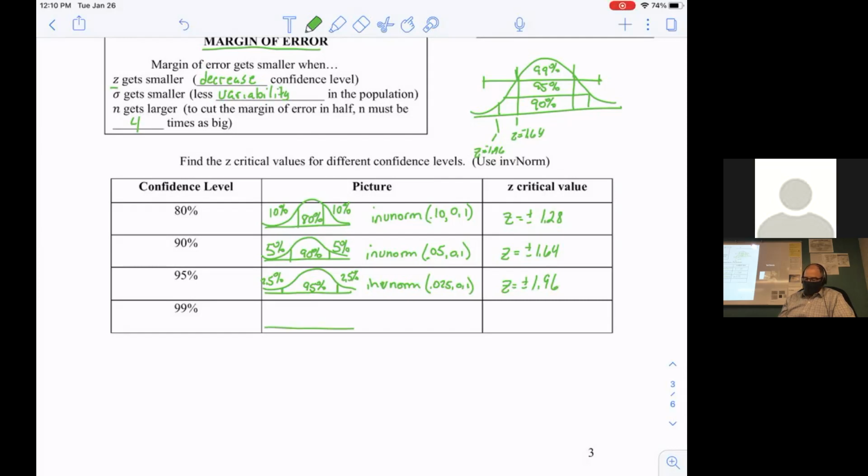And lastly, we're going to be uber confident we capture that mean, or that proportion, excuse me. We're going to roll it out here at 99%, which leaves me with 1% left over. So there's 0.5% on this tail and 0.5% on this tail. If we convert that 0.5% into a decimal, that's 0.005. And we are rolling out there at 2.58.